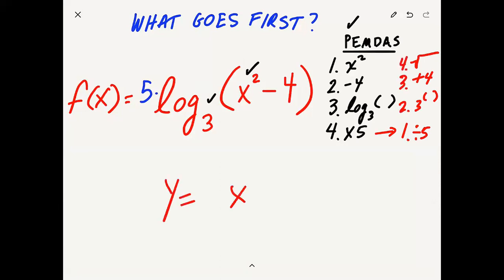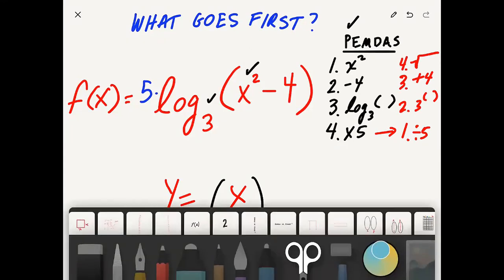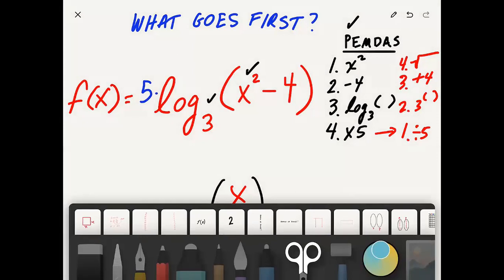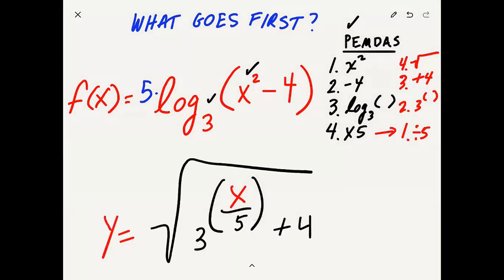Start with y equals x. Change the color just so you can see. We're going to divide x by 5. Then we're going to raise all of this stuff to the 3rd power. Then we're going to add 4. And then let me clean it up a little bit so we can see. Then we're going to take the square root of this entire stuff. And that would be our inverse. Again, if we do f of y, we should get x. That's our check. If we get x to the 1 power, then that means this is in fact the inverse. That's how you check it.